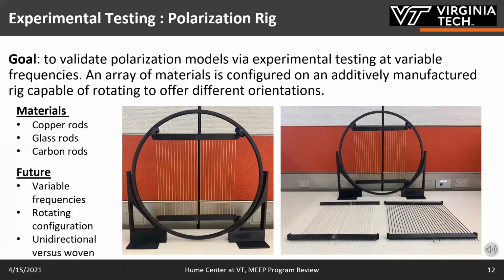In order to experimentally validate our models, we designed and 3D printed a polarization rig to hold common RF or electromagnetic materials. Using this adaptable rig, our goal was to quantitatively measure the influence of material selection, spacing, and orientation on polarization. The rig was designed to hold different material rods, such as copper, glass, and carbon rods shown in these images. Future experimental work will entail testing polarization at variable frequencies, rotating the entire configuration to understand the influence of orientation, and comparing polarization properties of unidirectional composite material to those of woven material or stacked laminates.